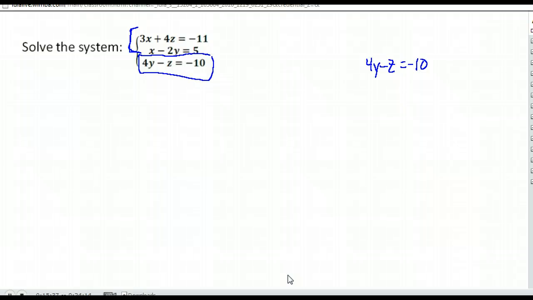Then what I need to do is look at these top two equations and say, what do I need to do to get rid of the x's so that all I'll have left is a y and a z? Well, to eliminate the x values, I have a positive 3x on my first equation. So that second equation, I'm going to need a negative 3. So I'm going to take the second equation times negative 3. When I do that, I get negative 3x plus 6y equals negative 15.